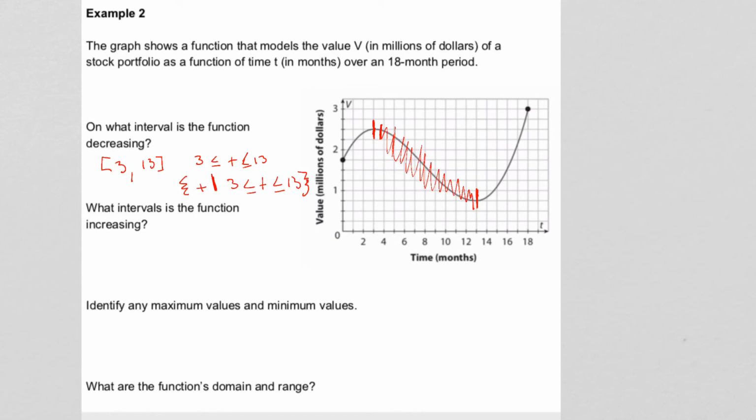And it's definitely increasing, right, between, I'm doing these in purple, right, it's increasing here, it's increasing there. So what intervals are that? That's between 0 and 3, and 13 and it looks like 18. Or you could write it like this as well.